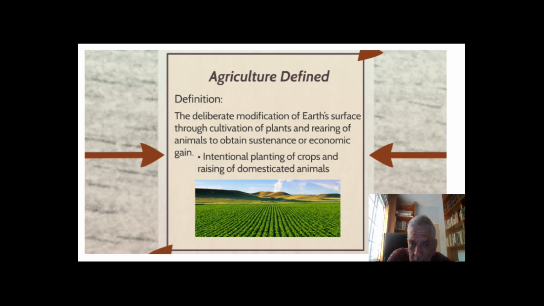So here we see an example of a very large farm. And also, it seems all the plants are the same. So it's dealing with monocropping, and monocropping is harmful. Or you could also say agriculture is the intentional planting of crops and raising of domesticated animals. That's another definition of farming.